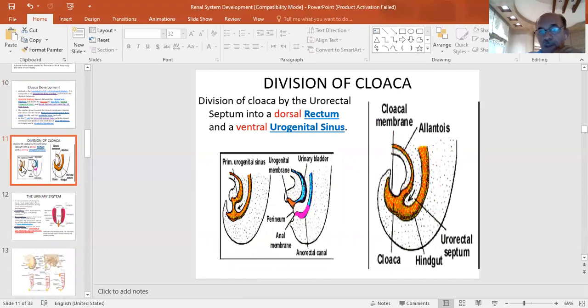All right, so what happened is at this stage, after the formation of the cloaca, there will be division of the cloaca. There will be a septum that divides it into two portions. As I said, the dorsal and the ventral, from which arise the lower portion of the gut, that is the rectum and the anal canal, and the ventral part, from which arise the urogenital sinus, from which arise the reproductive as well as the renal system.